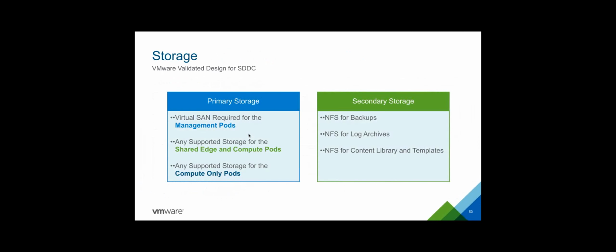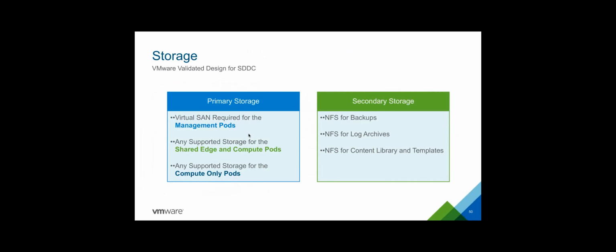I'm going to wrap it up with this, Ariel, because I know we're at the end of our time here. In terms of storage, the next time we'll dive into the virtualization piece. I mentioned the types of storage. Primary storage is going to be virtual SAN, and that's in our management pods. You can use, again, any HCL supported storage for shared edge and compute, and compute only pods. The only place we're trying to provide guidance is around the management pod and using vSAN.